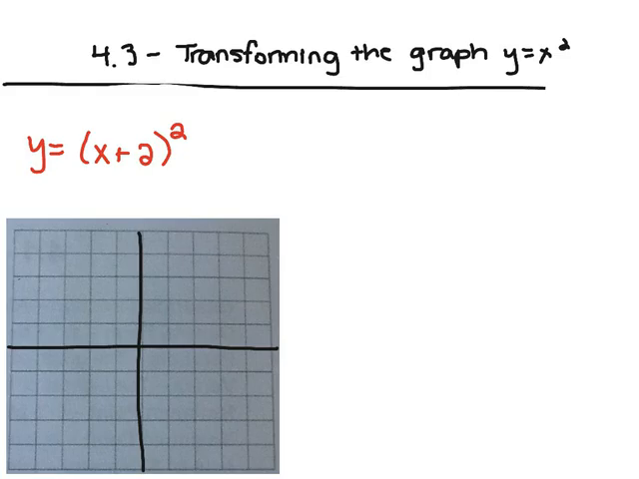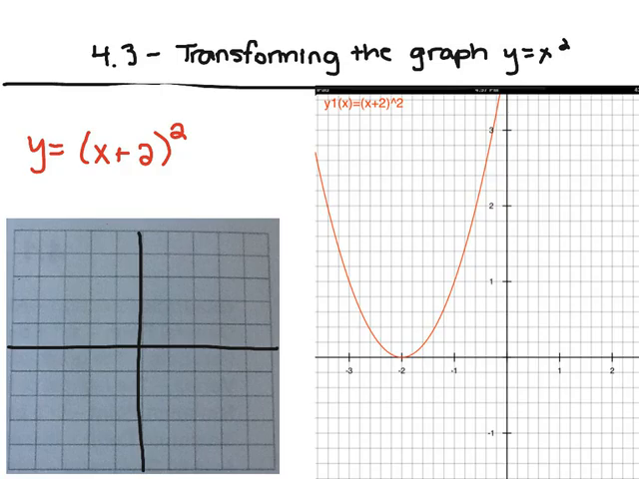For the graph y equals (x plus 2) squared, now we're not adding 2 on the outside, it's on the inside of the brackets. If you type that into your calculator, make sure you use the brackets. You should get something that looks like this. What you notice is that it's moved 2 to the left. So we're going to draw that in, 2 to the left.